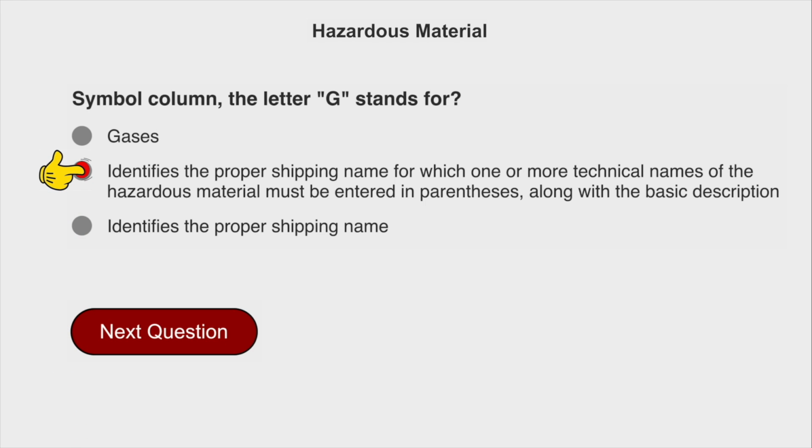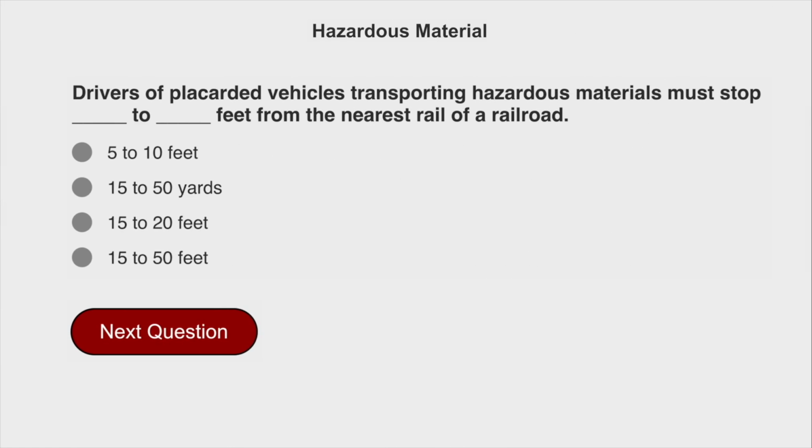identifies the proper shipping name, for which one or more technical names of the hazardous material must be entered in parentheses, along with the basic description. Drivers of placarded vehicles transporting hazardous materials must stop 2 feet from the nearest rail of a railroad, 15 to 50 feet.